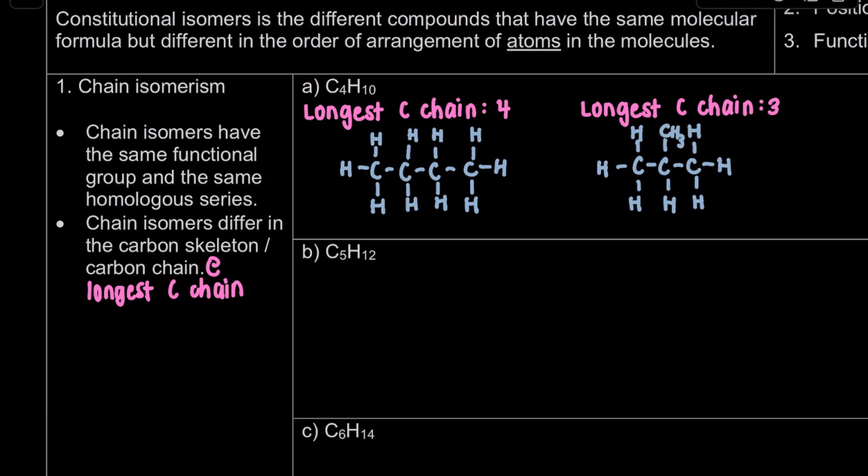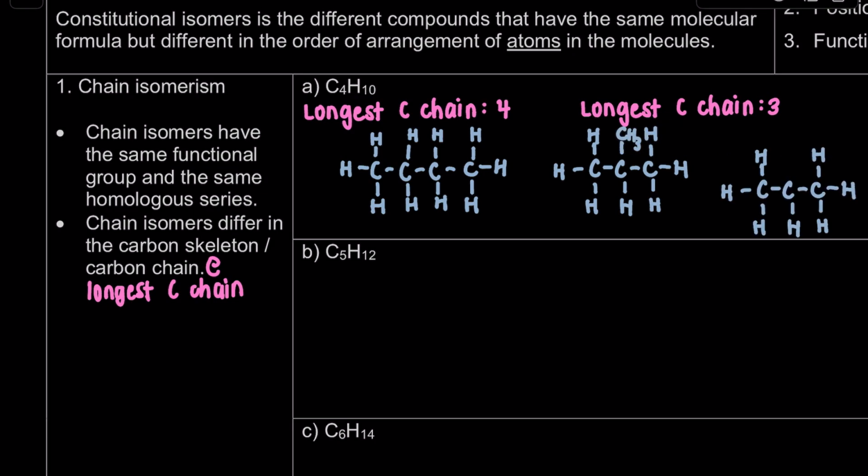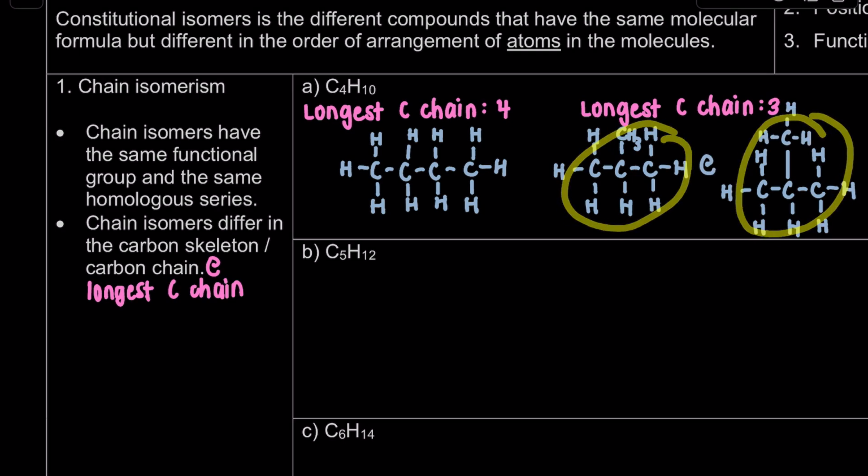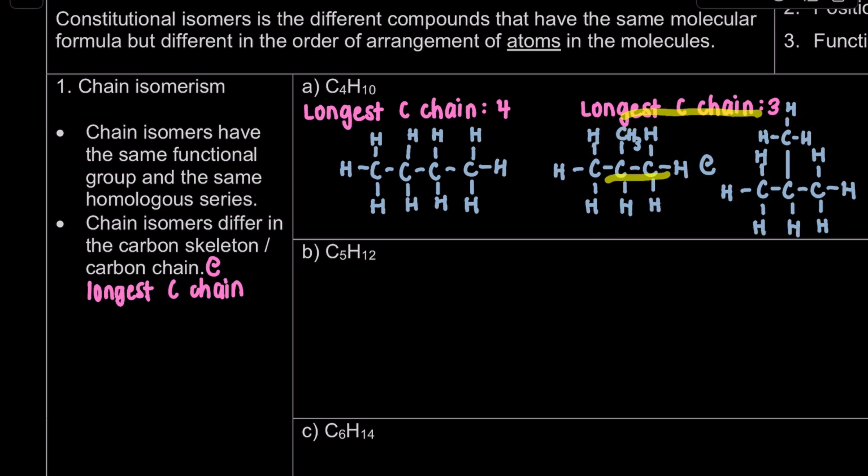But then how do we draw it? I'm just going to show it to you. Again, both of these are accepted to draw. The longest carbon chain is 3. So how do we know that it has a different longest carbon chain? Tengok rantaian yang paling panjang. So for example, for this one, the longest carbon chain is from left to right, kan?